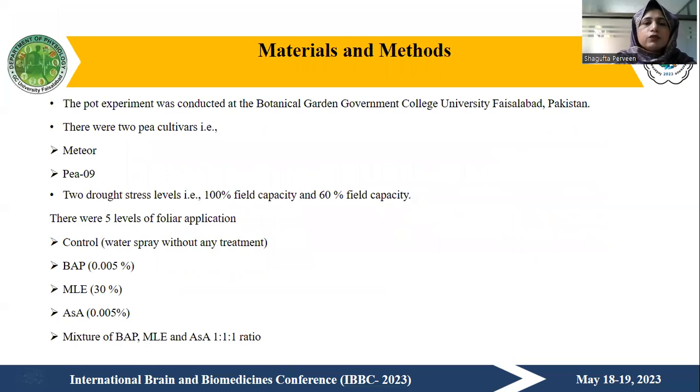Materials and methods include a pot experiment conducted at the Botanical Garden, Government College University, Hyderabad. There were two pea cultivars, that is Meteor and P09. There were two drought stress levels, that is 100% field capacity and 60% field capacity.